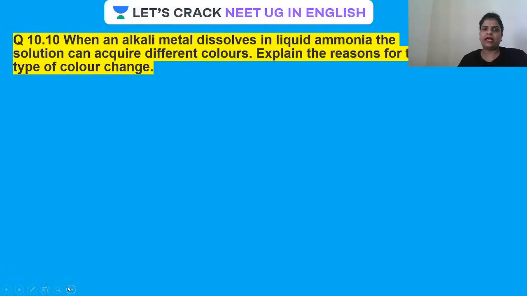When an alkali metal dissolves in liquid ammonia, the solution can acquire different colors. Explain the reason for this type of color change.